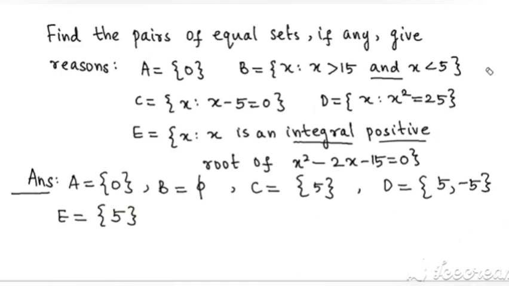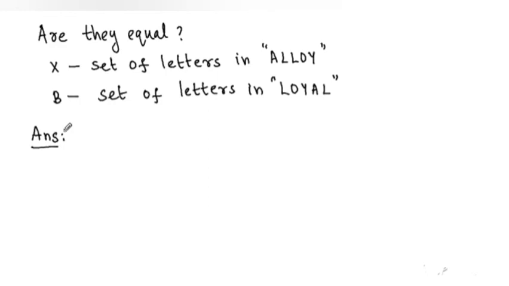If you look at these sets, you can see A cannot be equal to any other set, and B cannot be equal to any other set. Here you can see C and E are the same. So only one pair of equal sets is there, that is C and E. Both of them are equal to the singleton set {5}. So that is the required answer.